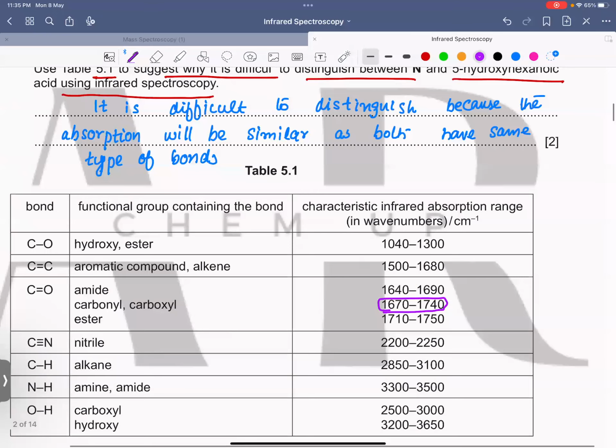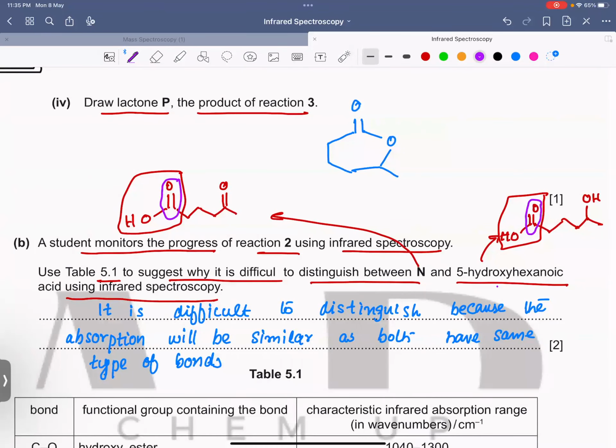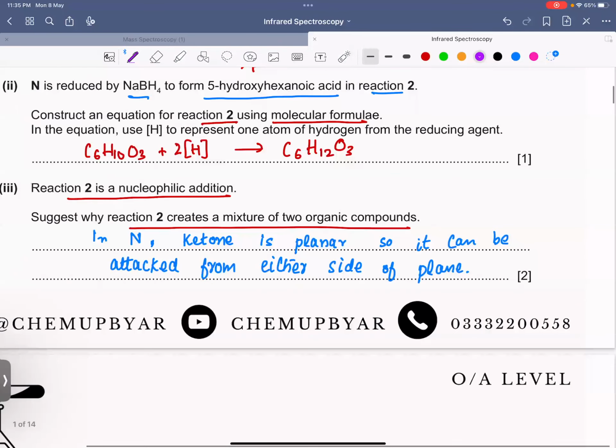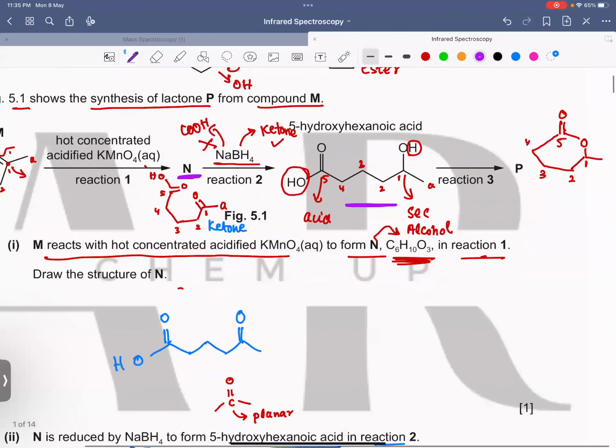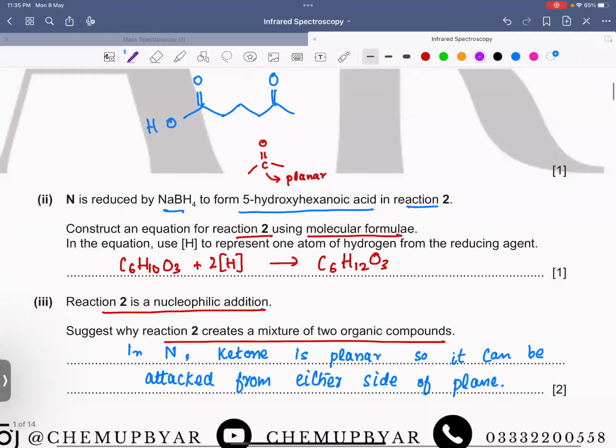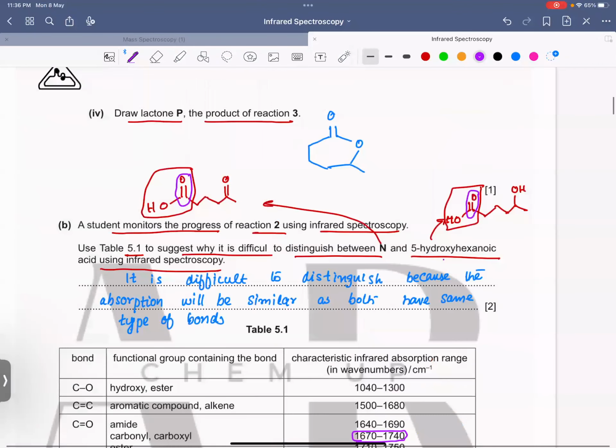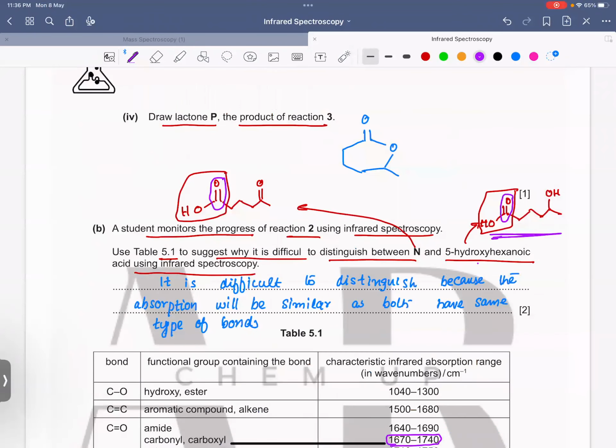N and 5-hydroxyhexanoic acid. They are talking about these two molecules, the N which is formed in reaction 1, and then this one, 5-hydroxyhexanoic acid, which is formed in reaction 2. I have drawn both the compounds over here. So both have the same C double bond O, right?